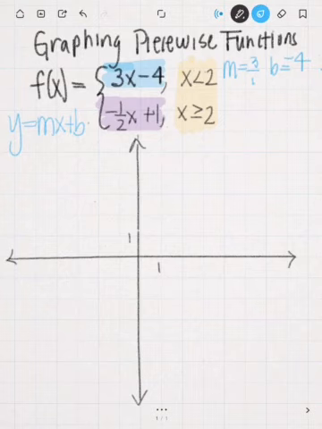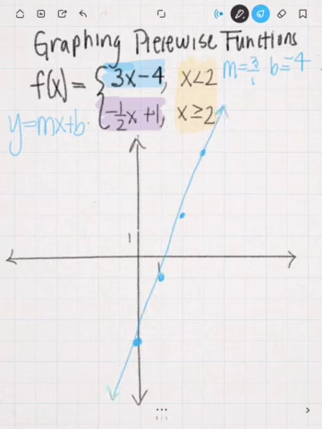1, 2, 3, 4. Here. And I go my slope, which is up 3 over 1. 1, 2, 3 over 1. I'm also going to go backwards. 1, 2, 3, left 1. And okay, I connect these with my line. Like so. Okay, so there's my blue graph.